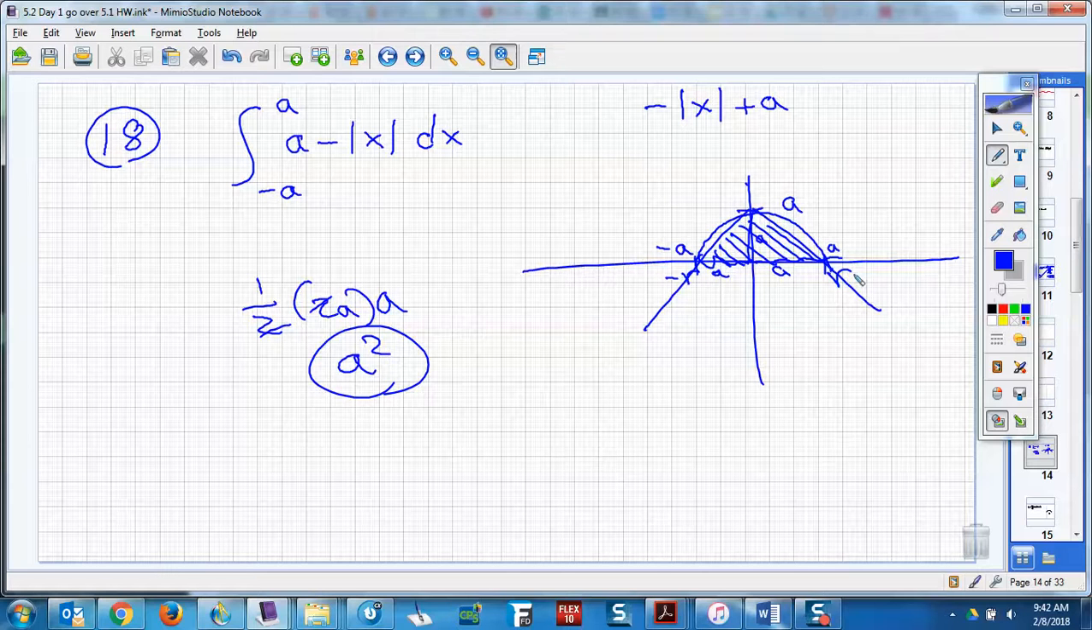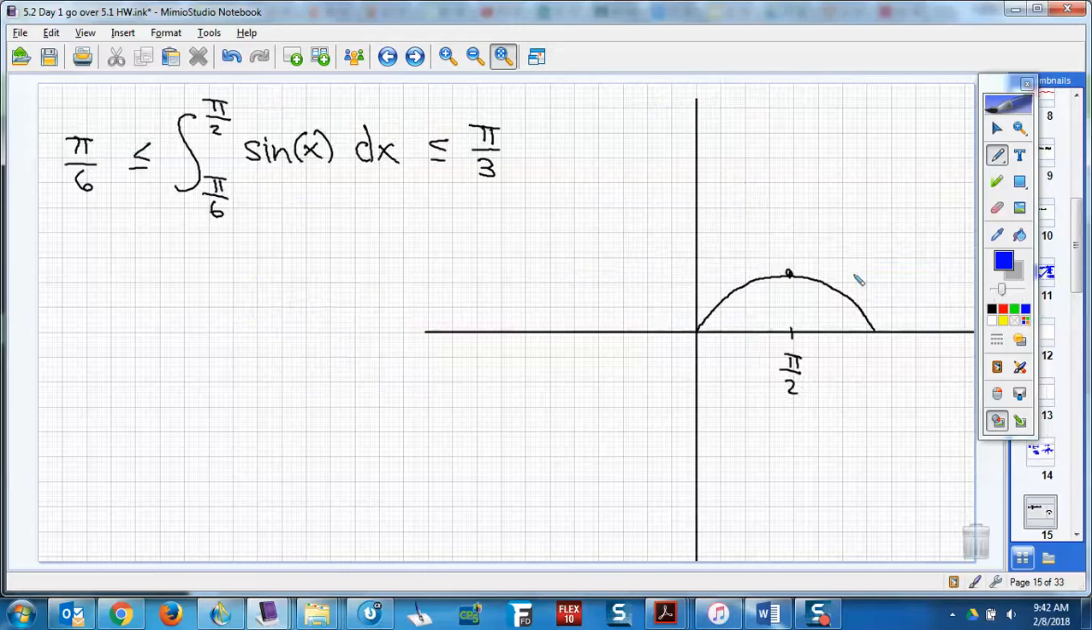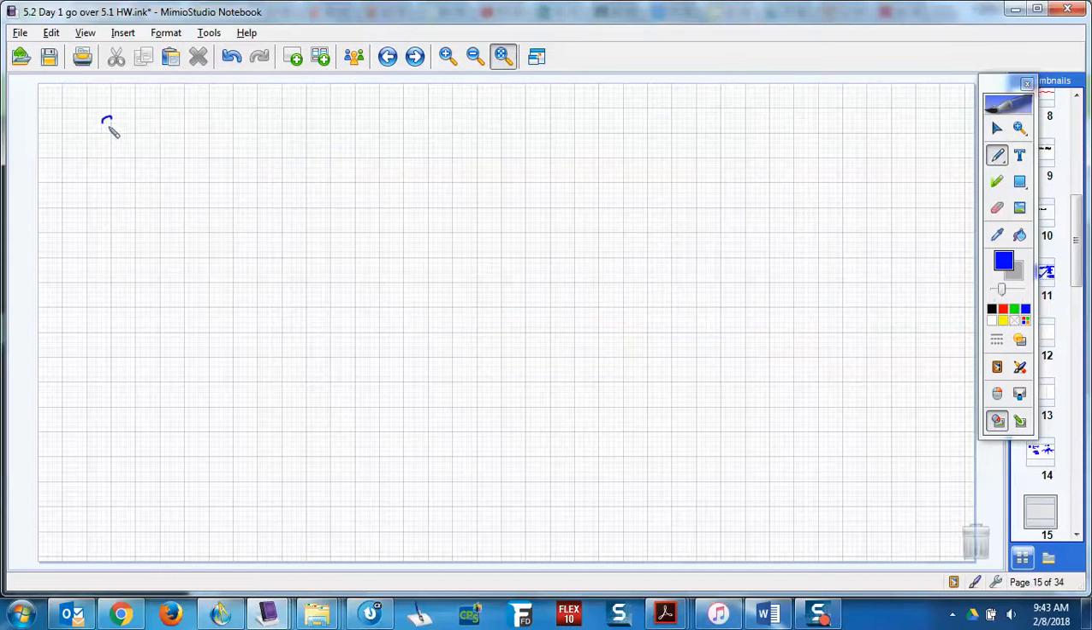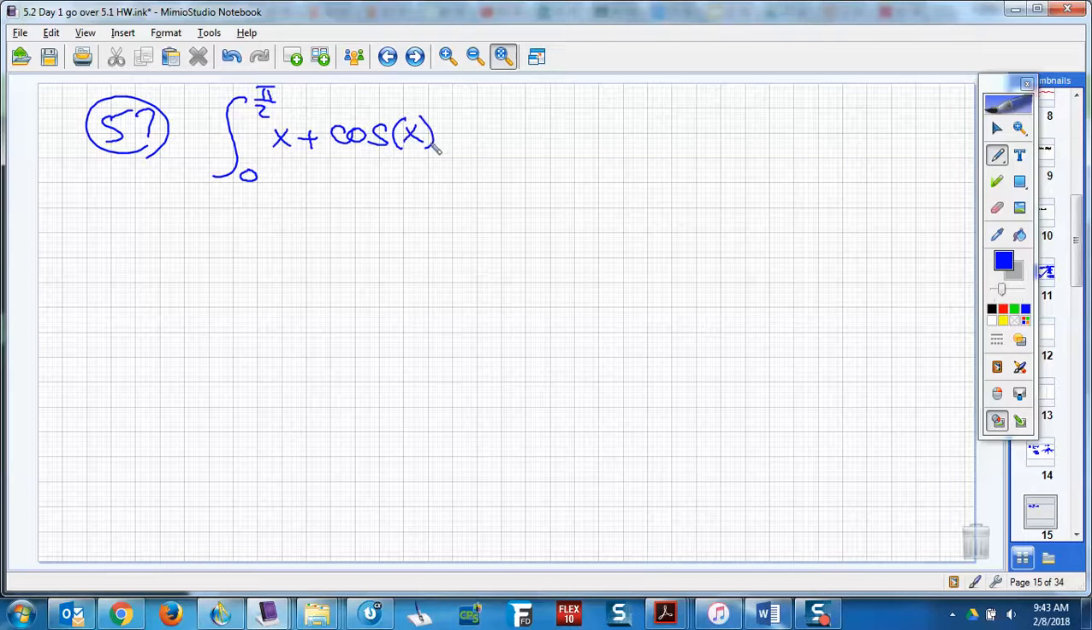62. Okay? Yes. Anything before 62? 57. Okay? 57. x plus cosine x. Okay, so let's look at that. So it says the integral from 0 to pi halves of x plus cosine x dx.